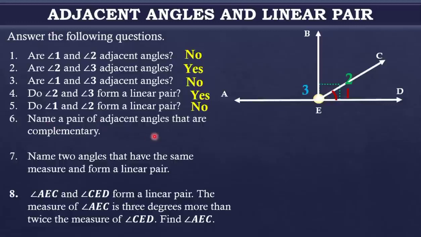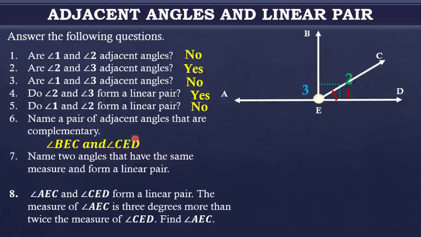Name a pair of adjacent angles that are complementary. So, alin dito, given the figure, ang adjacent at the same time complementary? Ibig sabihin, may common side, may common vertex, walang common interior, and the sum is 90 degrees. Okay? So, alin dito? We have angle BEC and angle CED. As you can see, etong dalawang angles na to ay complementary at the same time adjacent.